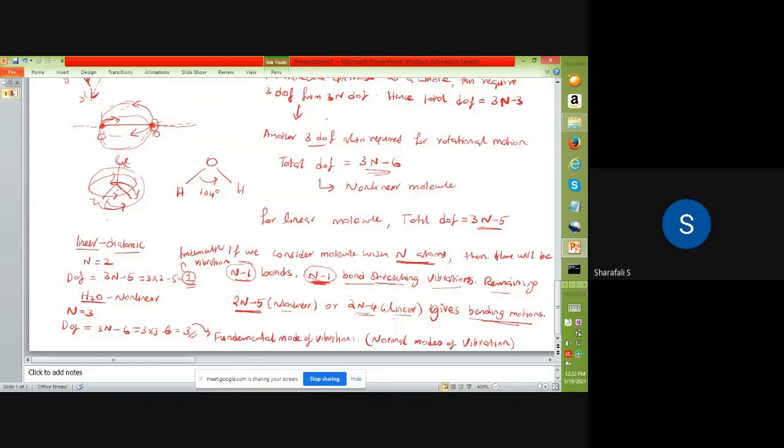There can be overtones, and other types of vibrations are also possible. These are the fundamental or normal modes of vibration associated with the water molecule. So the water molecule can vibrate in three ways in the fundamental mode of vibration. That we can show in this figure.